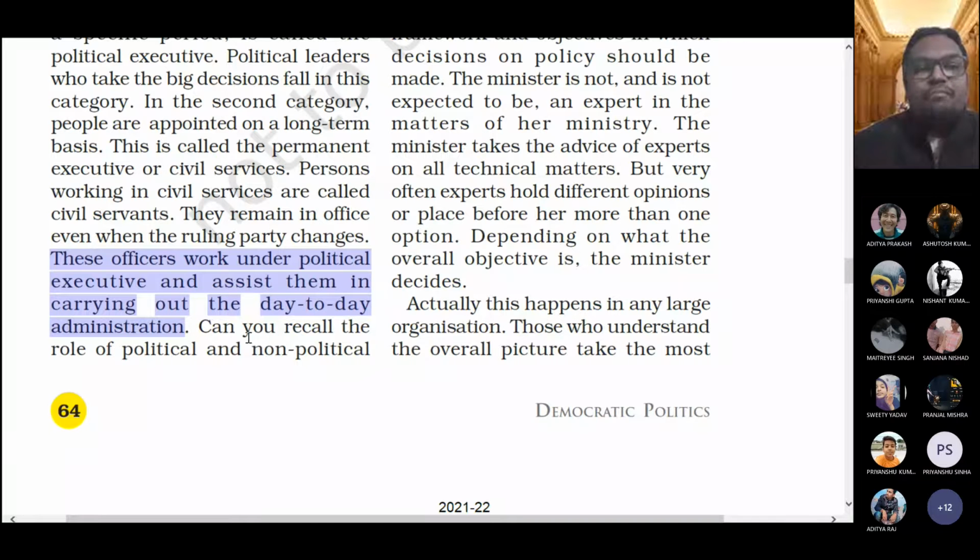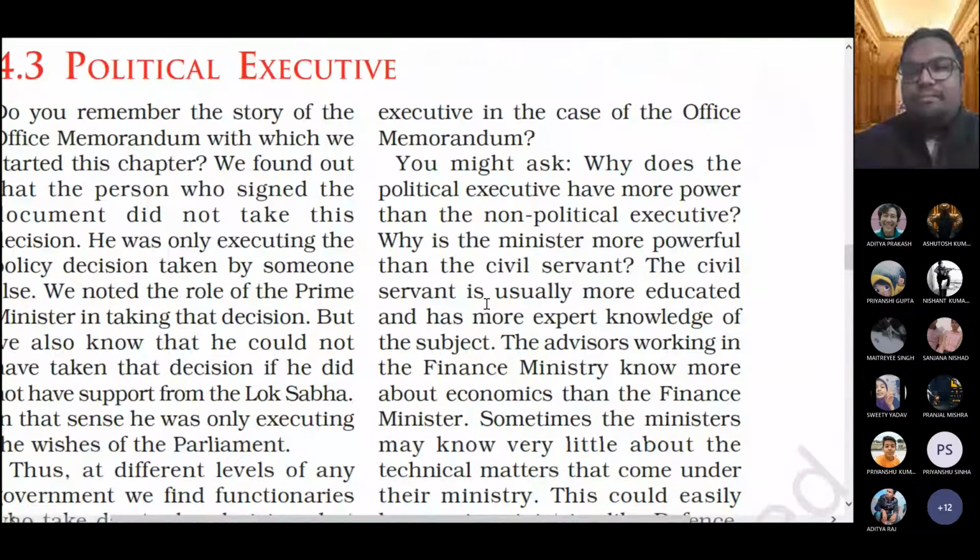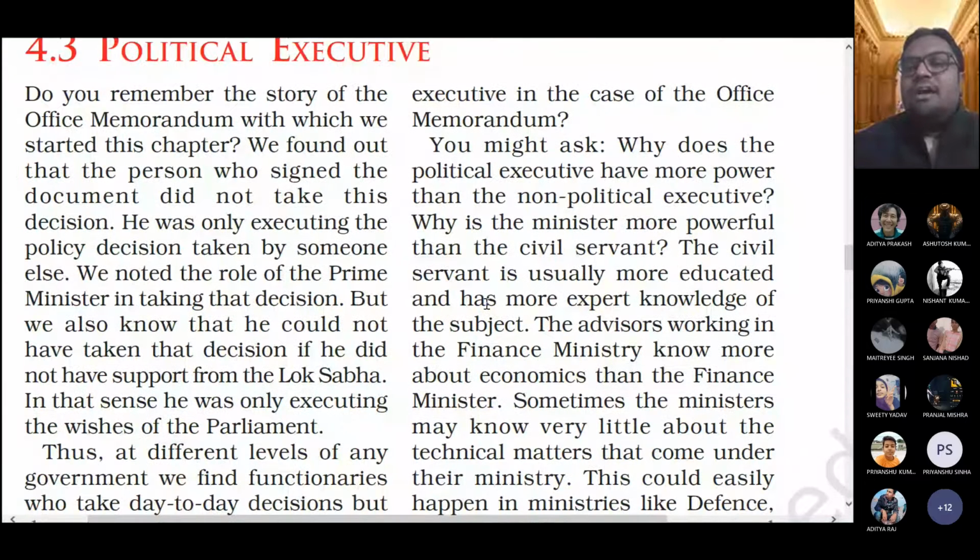Can you recall the role of the political and non-political executive in the case of the office memorandum? It is always talked about, the office memorandum. Students, the person who signed it, who was the minister? He was from which department? Can anyone tell us?